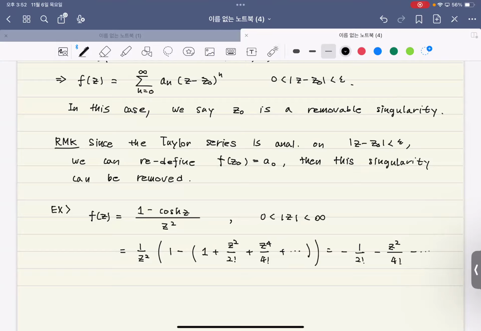Even though technically this is a Laurent series, it is a Taylor series. Therefore, by defining f of 0 equal to minus 1 over 2, I can say this singularity can be removed. Therefore, the origin of this function is a removable singularity. Okay. So 0 is a removable singularity.